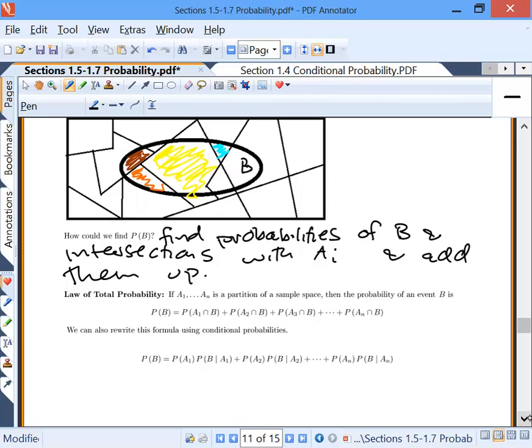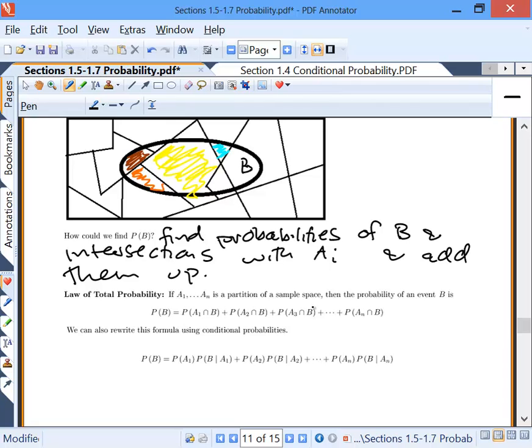Now if we actually want to write this out in symbols, if we have our partition of our sample space, then the probability of an event B is you just add up the probability of each of the intersections. Intersect it with A1, intersect it with A2, A3, all the way up to AN. If it doesn't actually overlap, say like A7, that's okay because the probability of the intersection is just 0, so we can still leave it in our formula.